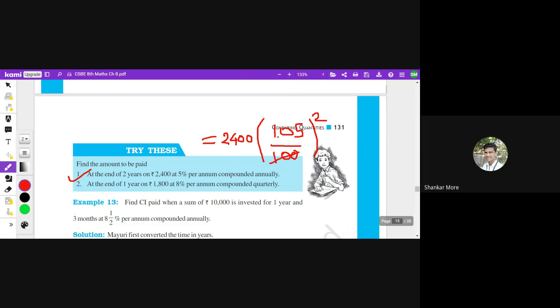Are you able to do it, or are you finding it difficult? Please let me know. Have you taken your notebook with you at least? Why are you people silent today? Yeah, 2646, right. Okay, now 2646 is the answer. I hope everyone gets it.